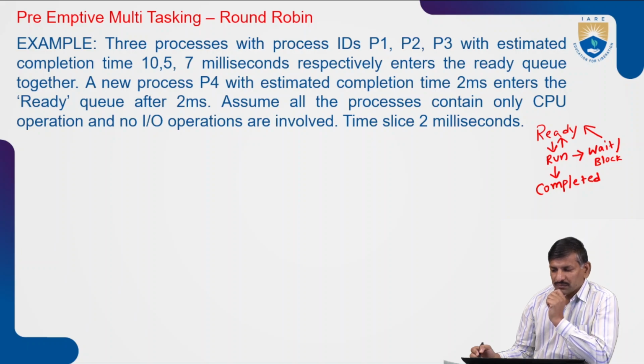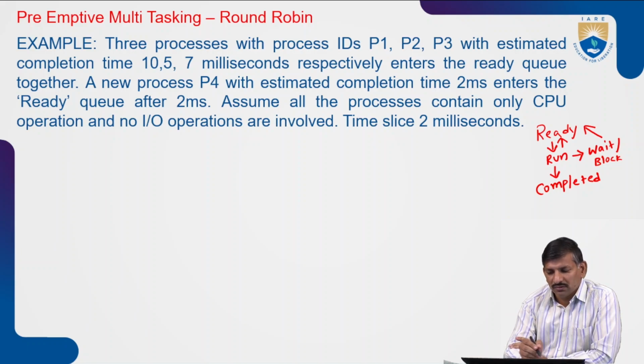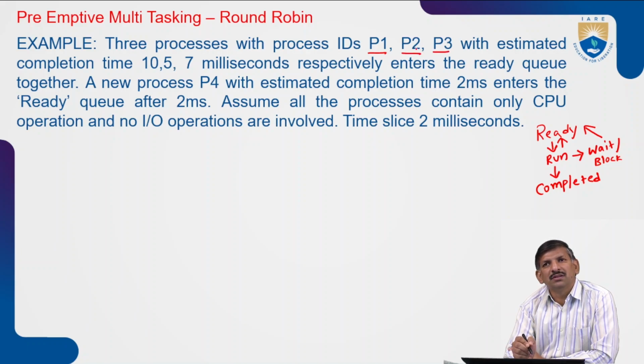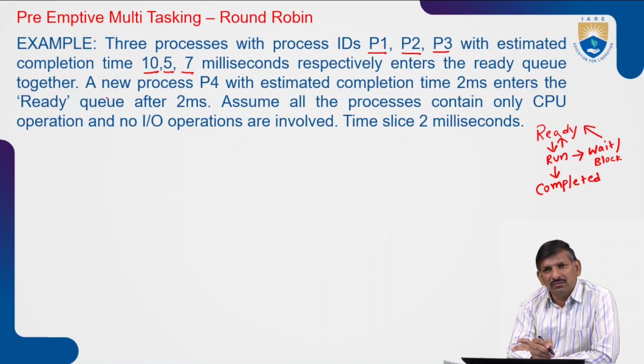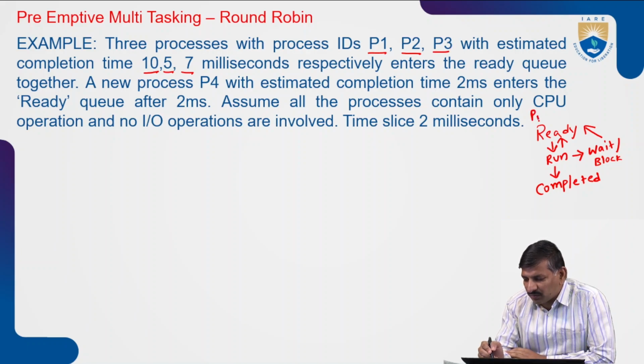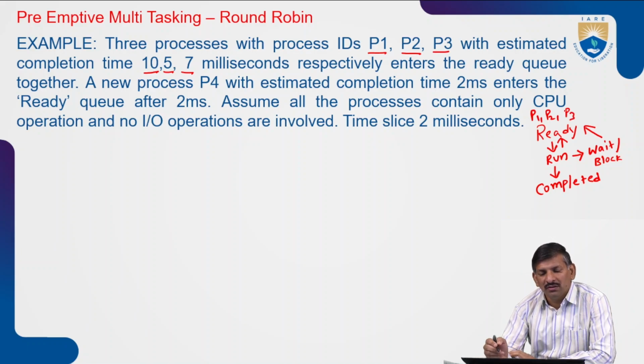Here are three processes P1, P2, P3 with estimated execution times of 10 milliseconds, 5 milliseconds and 7 milliseconds. They enter the ready queue together, that is, at the same time. First P1 enters, next P2, next P3.